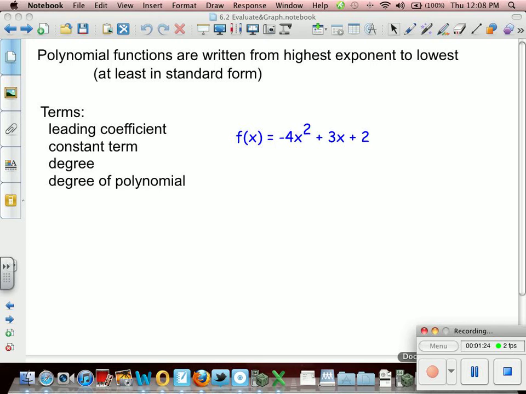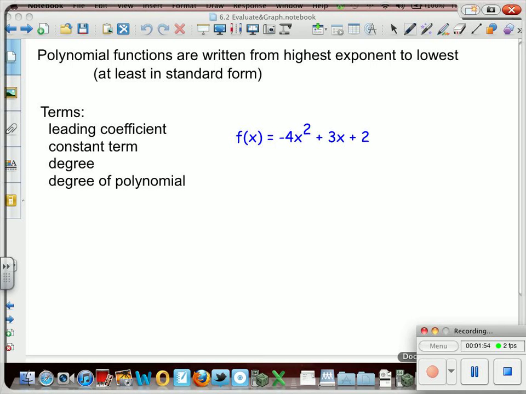All right. So the degrees represent the exponents. And when I talk about the degree of a term, it's the exponent of each term. And terms are separated by addition and subtraction signs. So in this example, you have 3 terms. And the degree of the polynomial is the highest exponent of your polynomial. So in this case, the degree would be 2.